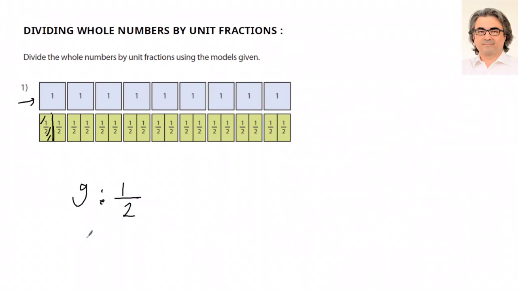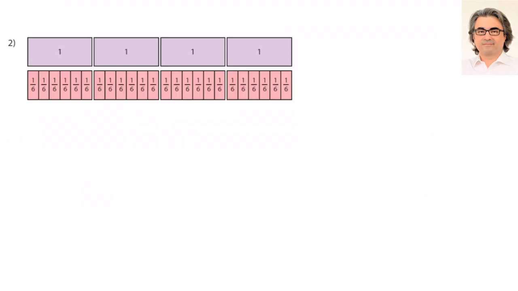1/2. So in the result, how many 1/2 or how many regions represented with 1/2 do I have in this picture? Let's count it. 1, 2, 3, 4, 5, 6, 7, 8, 9, 10, 11, 12, 13, 14, 15, 16, 17, 18. I have 18 equivalent pieces of 1/2. I think you understood this figure.